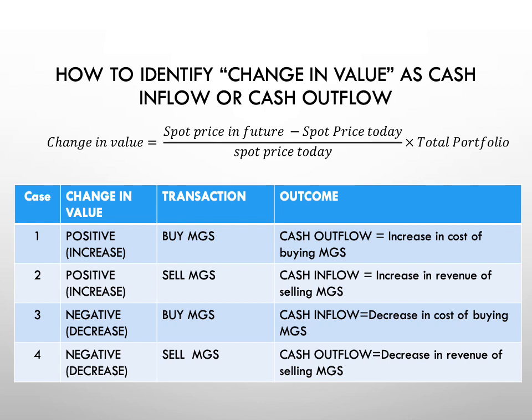Case number 4, you calculate change in value, you get negative value, and your transaction in spot market, you sell Malaysian government securities. So that is your cash outflow because it is a decrease in revenue of selling MGS.